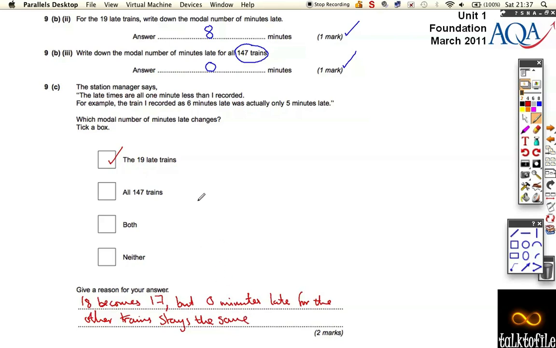So if all the late trains went down by one, only that mode changes. The mode of the 19 late trains changes. The mode for the 147 trains stays the same for all of them. Okay, 2 marks for that. Have a think about it and go back over the video if you need to.